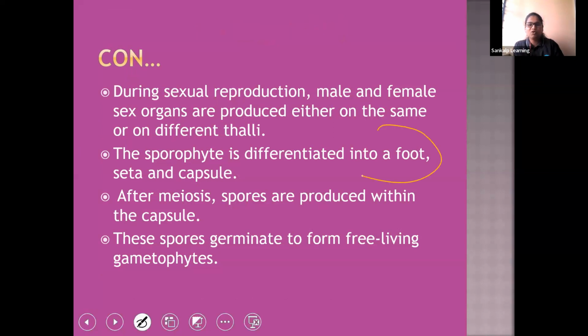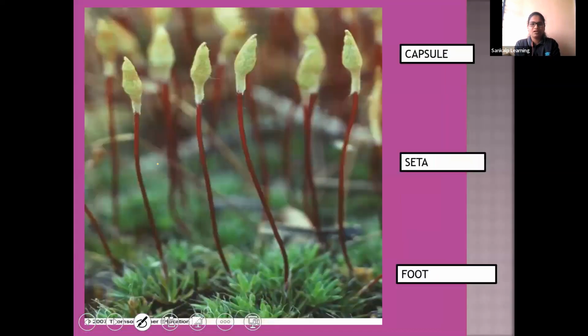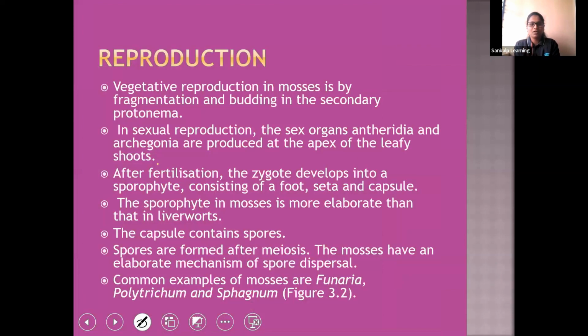In the sporophyte you can see the parts: foot, seta and capsule. Then come the mosses. Moss is also one of the classifications of bryophyte. In moss, the predominant stage is the gametophyte, which has two stages: one is protonema, the other is the leafy stage. Protonema develops directly from a spore. Here you can see a capsule, seta and foot. Common examples are Funaria, Polytrichum and Sphagnum.